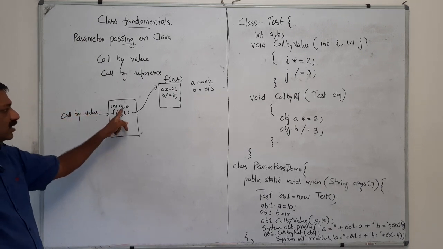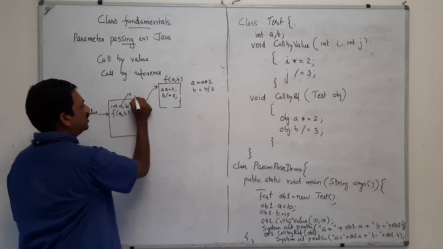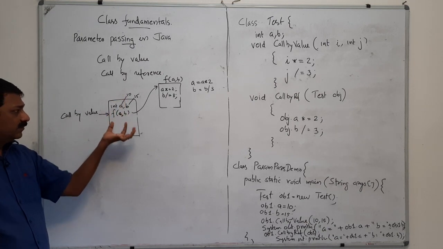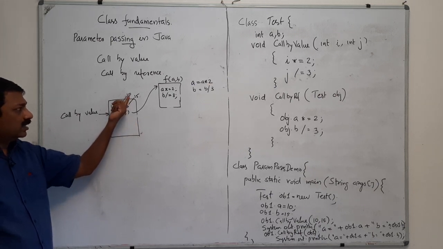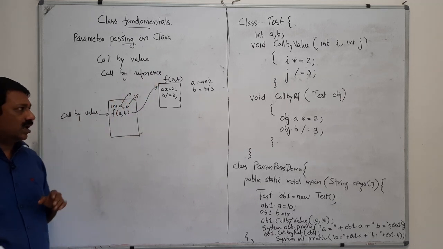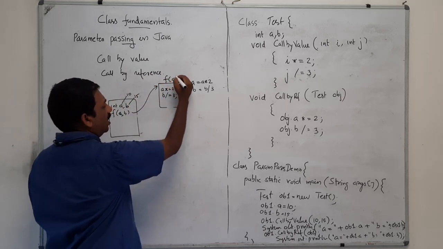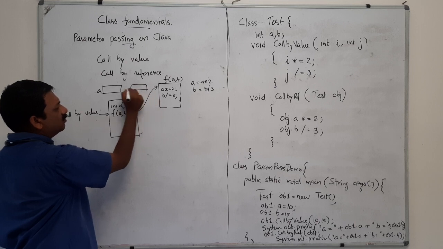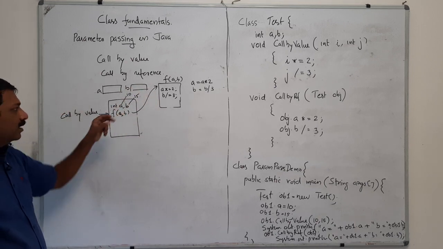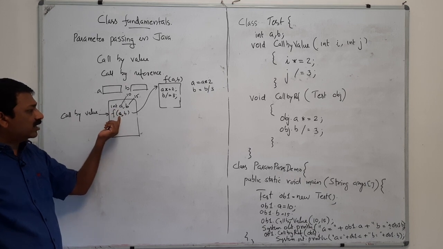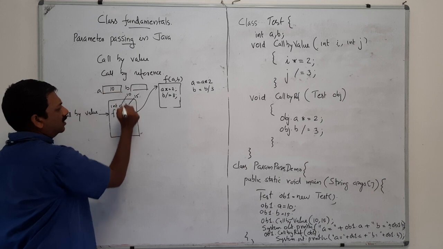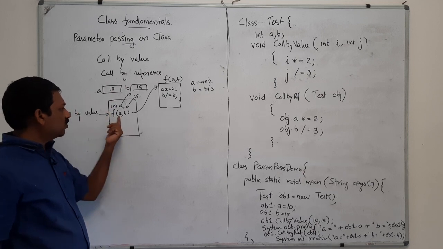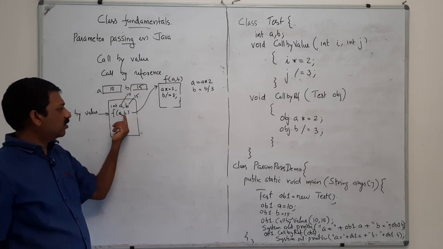In that case, suppose that the value of a is 10 and b is 15. If this is called by value, here 10 and 15 are passed, and in this program you have space for a and space for b. That means in the main program you have memory allocated for a and b. This a is having 10 and b is having 15. So when we are calling this by value, this 10 is copied to the place of a, and 15 is copied to the place of b.